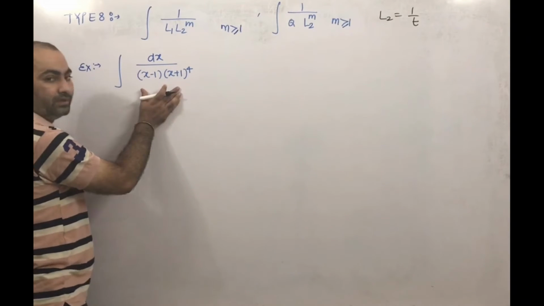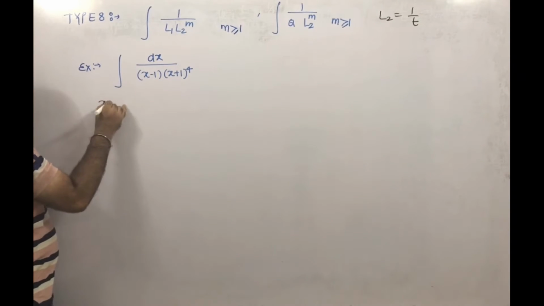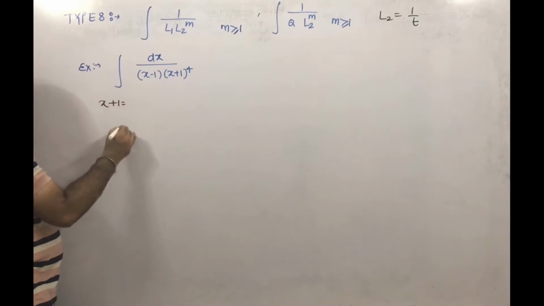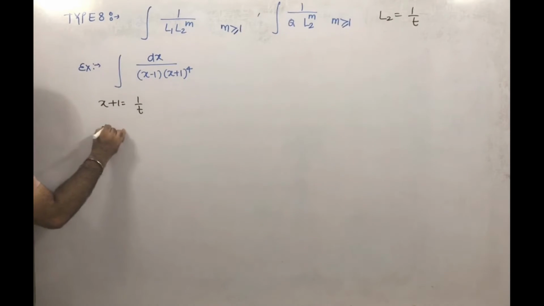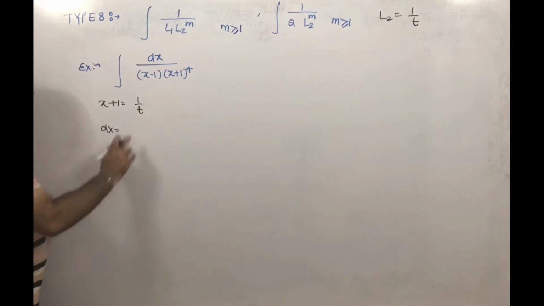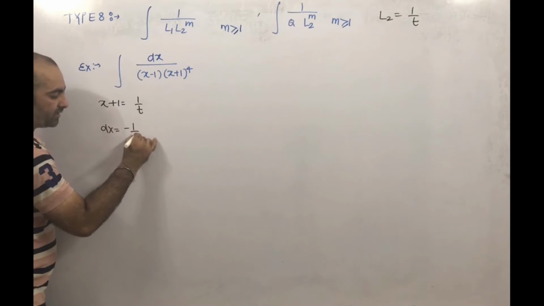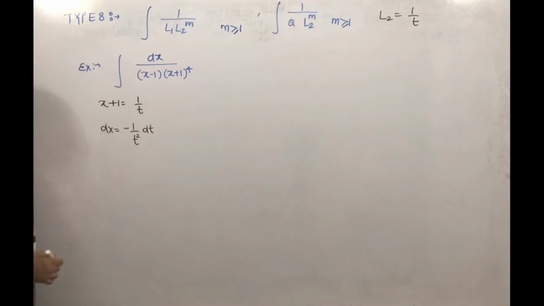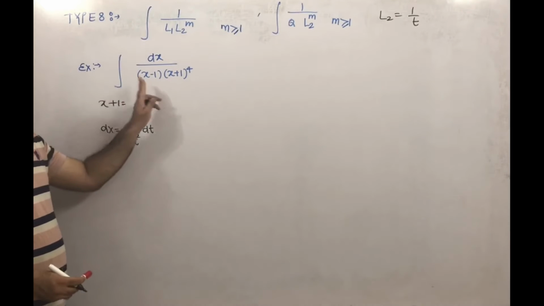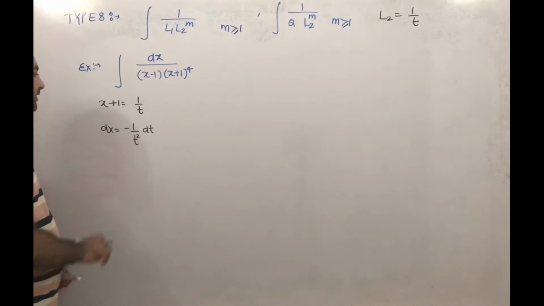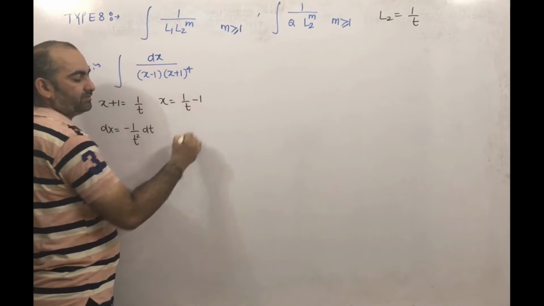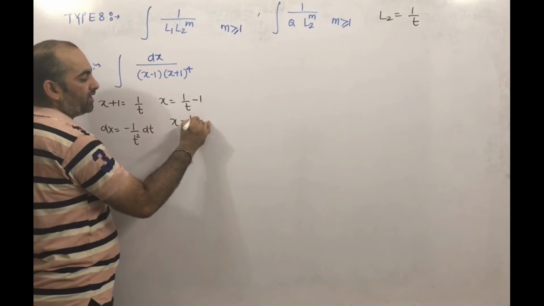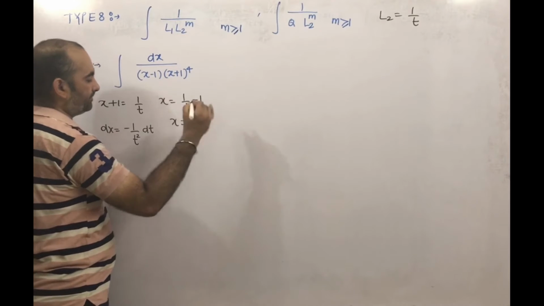Here we assume this L2, x plus 1, as 1 by t. First we have to find dx, so you differentiate this. dx equals what? 1 differentiates to 0, and 1 by t differentiates to minus 1 by t square dt. Now everything we have to convert in terms of t, so we find the x value first. x is 1 by t minus 1, so x will be (1 minus t) divided by t.